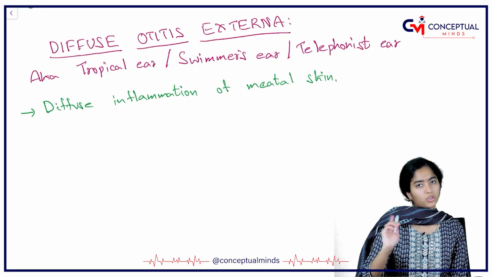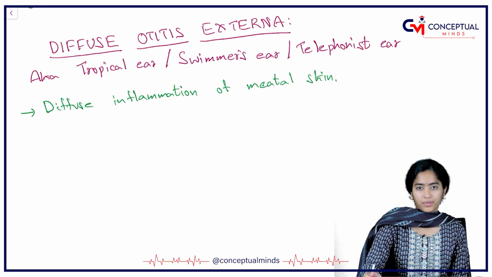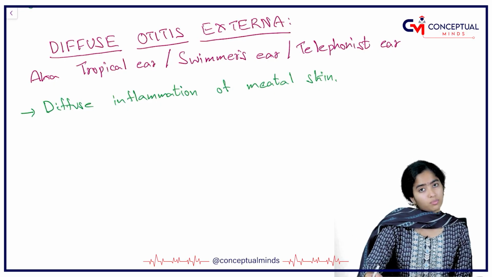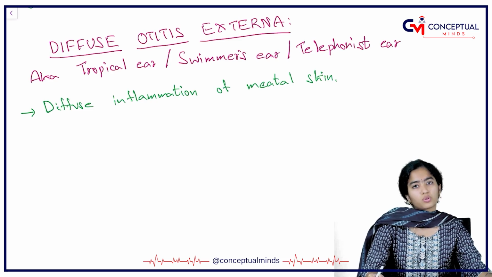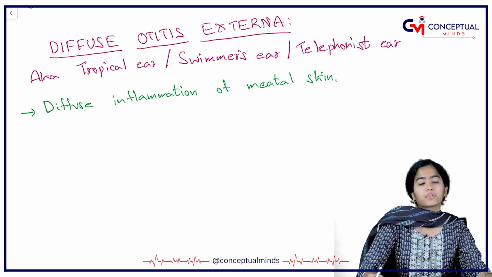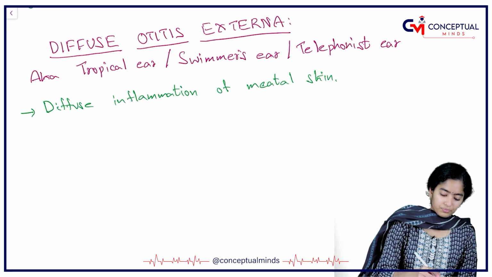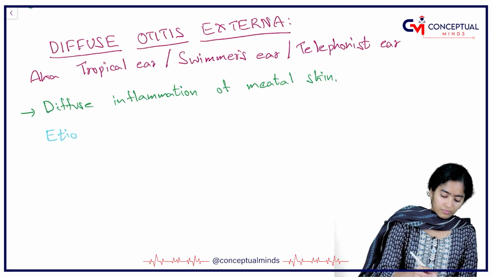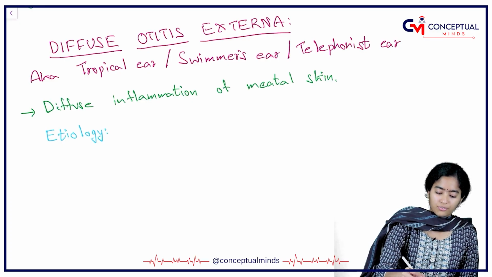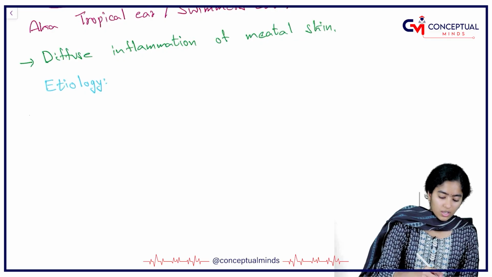It can spread to the pinna and to the tympanic membrane. And what is the most common cause for this? Acute bacterial infection again. So, coming to the etiology, this diffuse otitis externa is common in hot and humid climates.